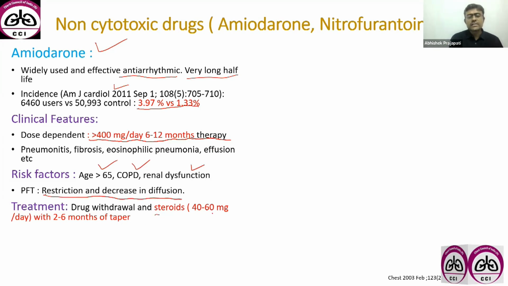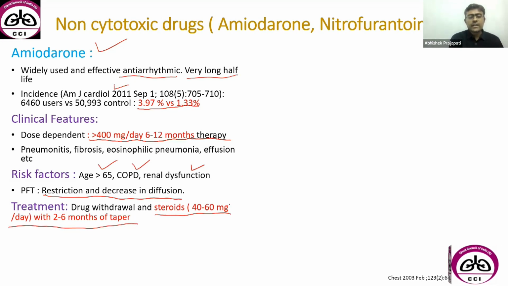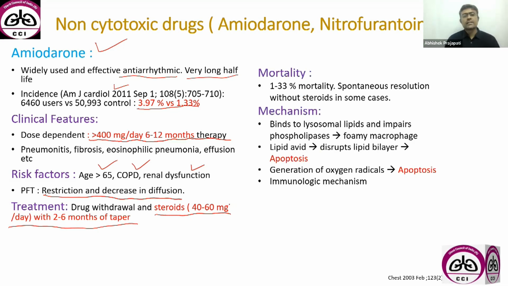Treatment is drug withdrawal, and steroids here are given for a longer duration, 40 to 60 milligram per day with 2 to 6 months of taper. It has been specifically mentioned for amiodarone in different literature. Mortality is 1 to 33%, and there is spontaneous resolution without steroid in some cases.